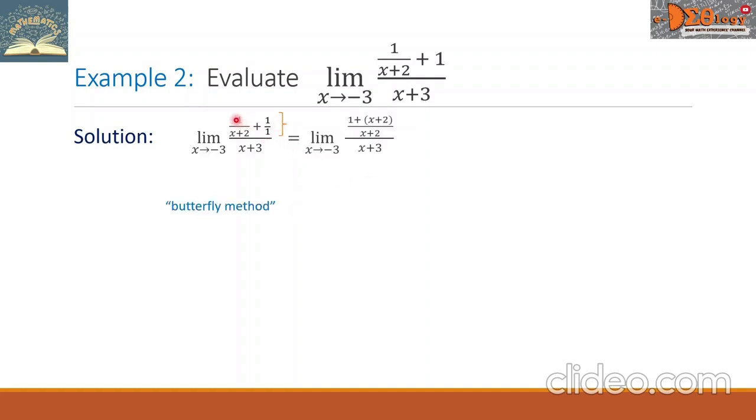So it becomes 1 times 1 is 1. Then this is plus, we copy the plus here. Then x plus 2 times 1, that is x plus 2, all over the product of x plus 2 by 1, that is x plus 2, all over, we copy the binomial x plus 3. The denominator x plus 3, we can show this as a fraction with denominator 1.